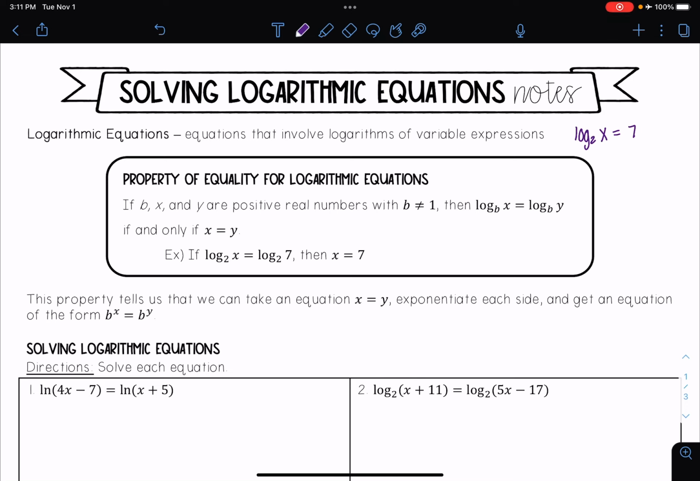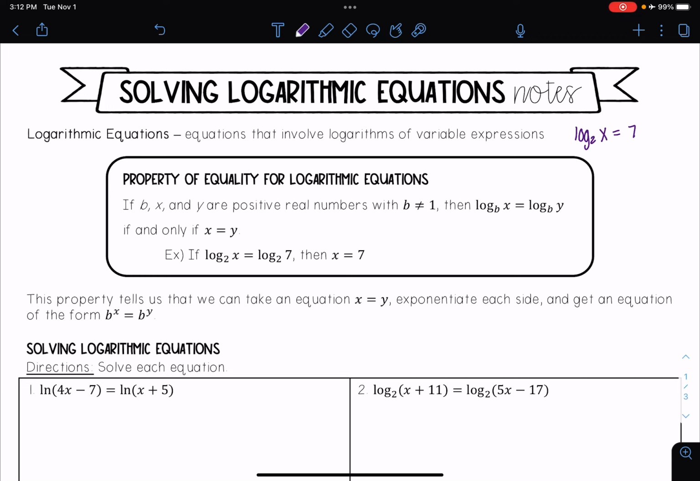Something we can use to help solve these equations is the property of equality for logarithmic equations. This tells us that if b, x, and y are positive real numbers with b not equal to 1, then log base b of x is equal to log base b of y if and only if x is equal to y. So for example, if log base 2 of x is equal to log base 2 of 7, then x must equal 7.